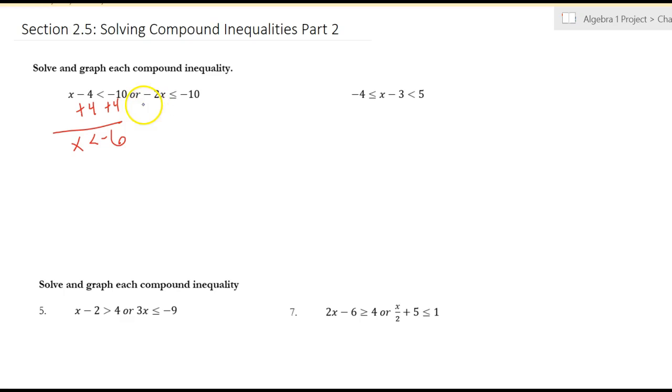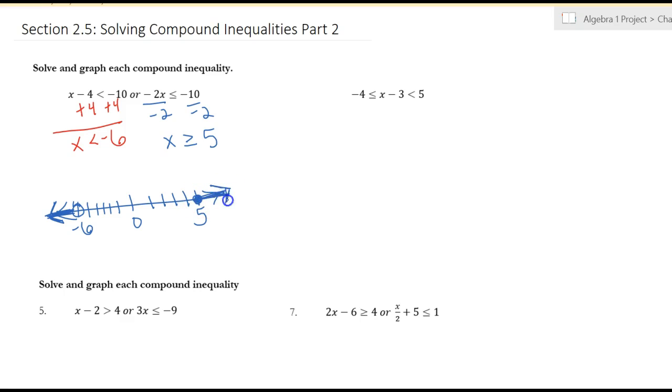To get rid of a times -2, I divide by -2. And if you notice, I just divided by a negative, so I need to flip the inequality. And -10 divided by -2 is a +5. Okay, so I have an OR problem, so they should be going to the left and to the right. Let's see if that happens. So 1, 2, 3, 4, 5. At -6, it's an open circle going to the left because it's less than. And then at +5, it's a closed circle going to the right because it's greater than. And that worked.